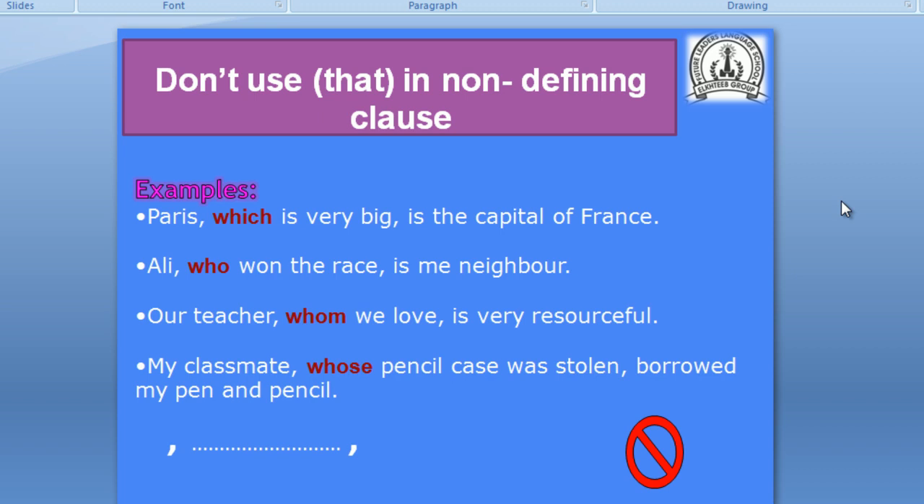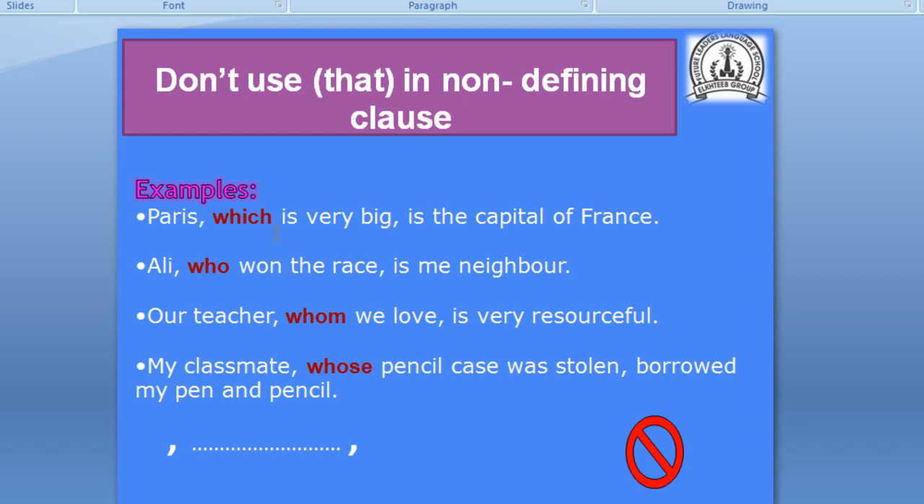Don't use that in non-defining clause. How can I know the non-defining clause? Besides the meaning, you can know it by 2 commas. When you see these 2 commas and in the middle some extra information, it's forbidden, it's incorrect to use that. Use any relative pronoun, any adverb, but don't use that when you see these 2 commas and in the middle some extra information.